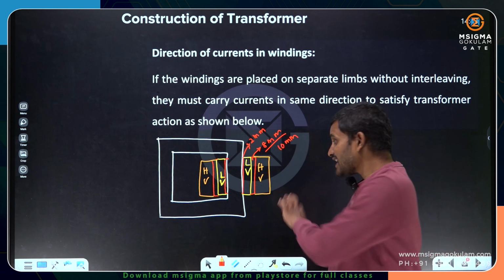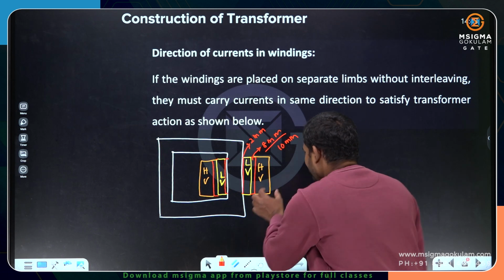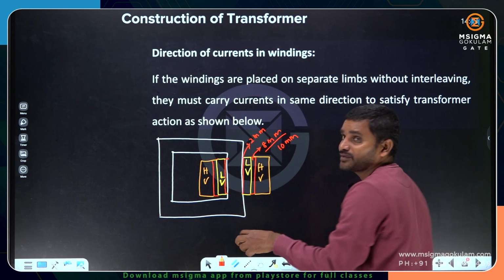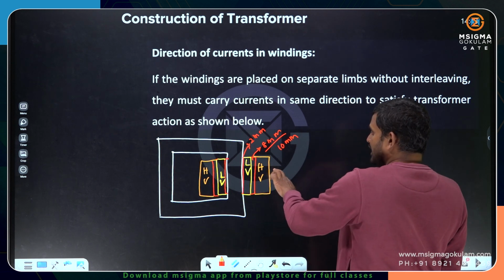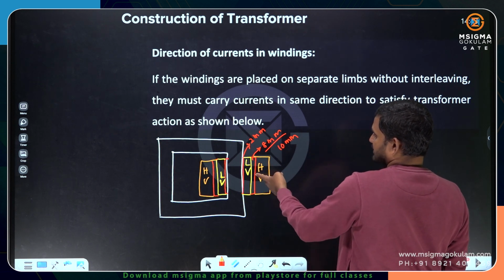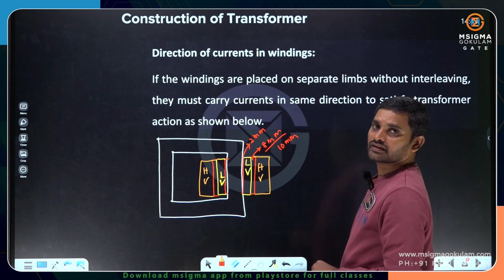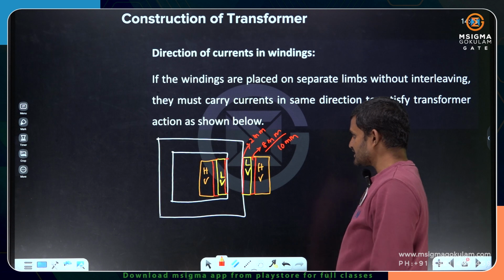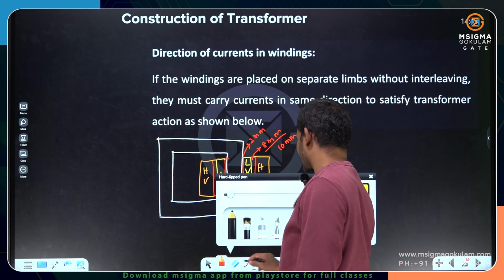Okay. If I place the high voltage winding near to the core, the first thickness will be 10 mm, and the next thickness will be for the potential difference between the high voltage and low voltage winding. It requires 8 mm. So 10 plus 8, 18 mm it will require. Did you understand? Let me show you on this side.